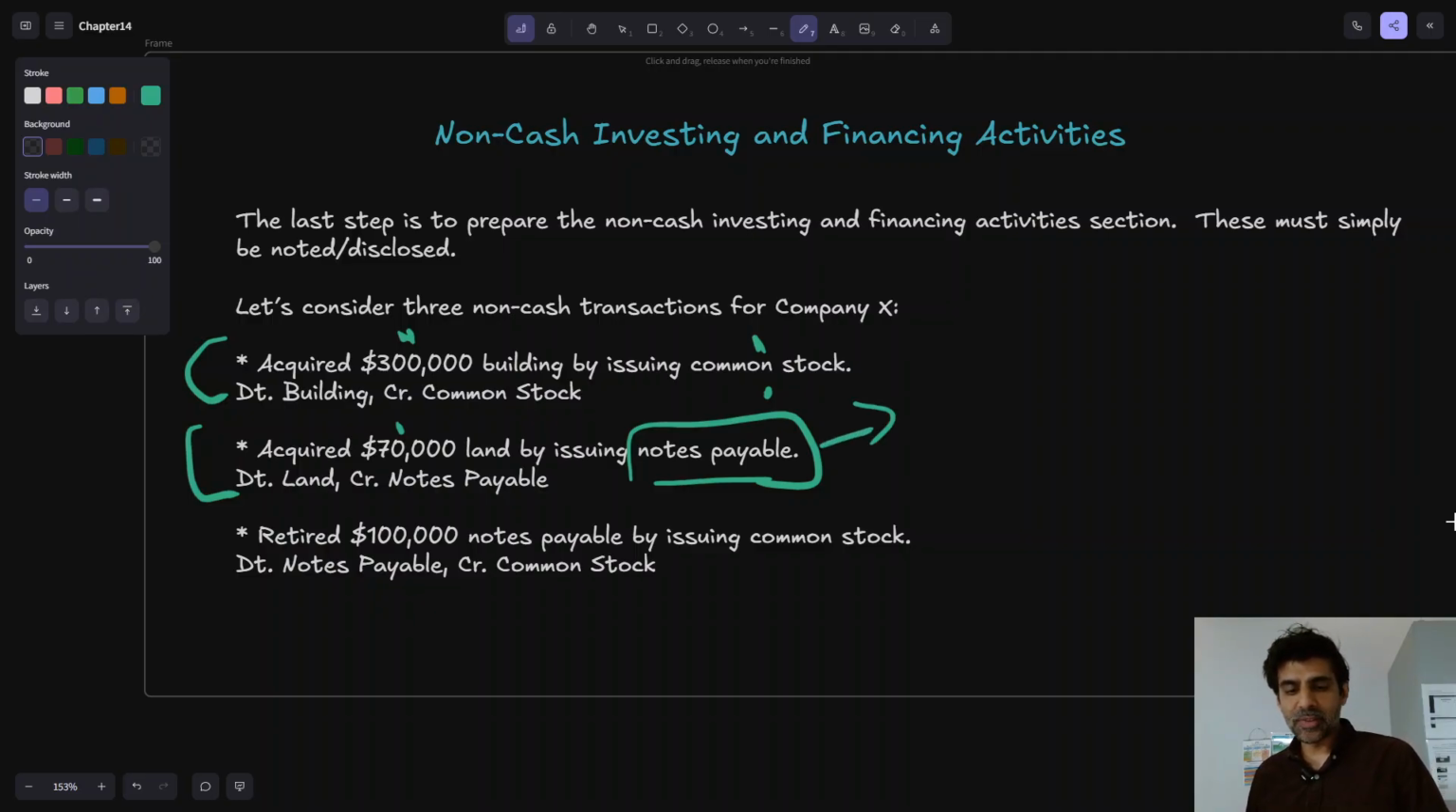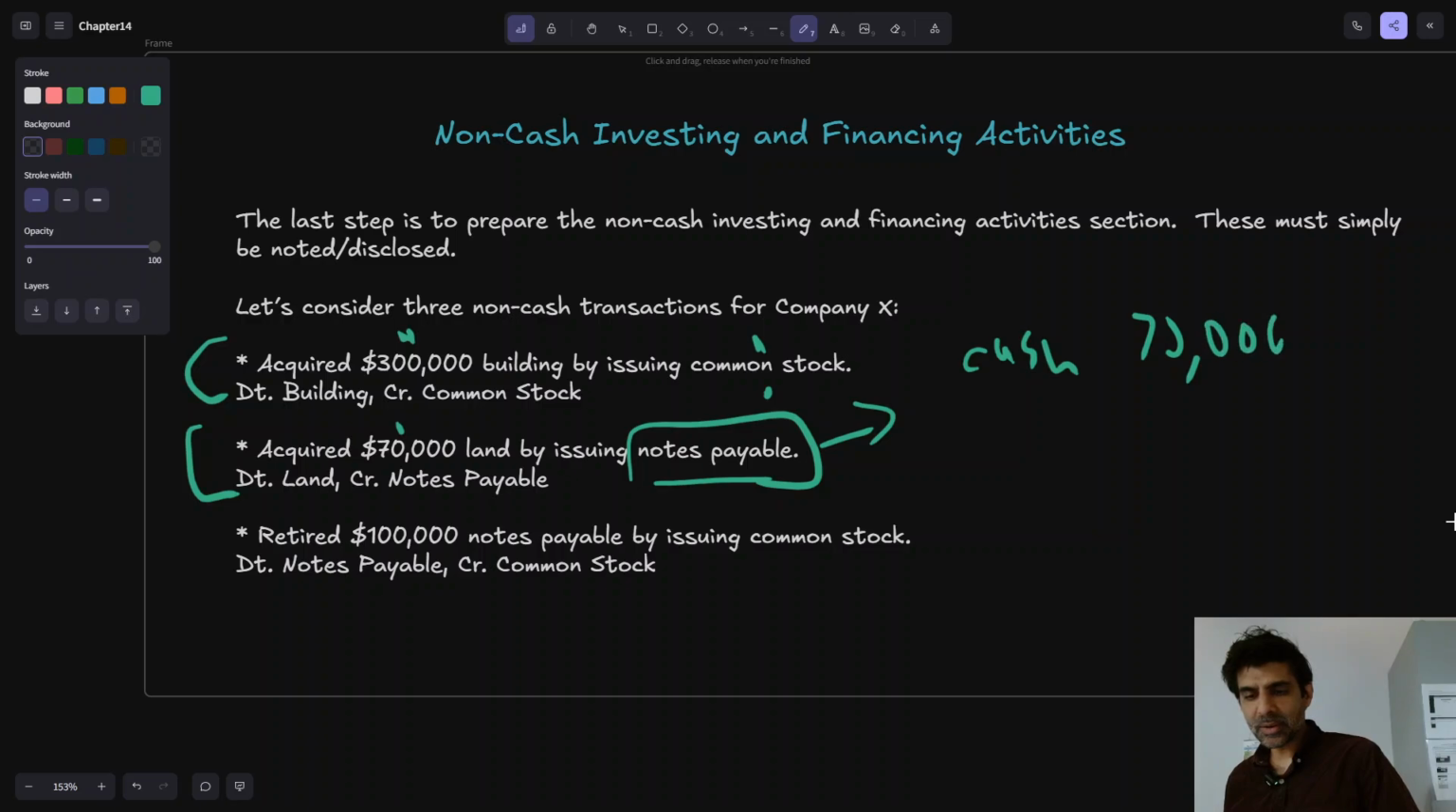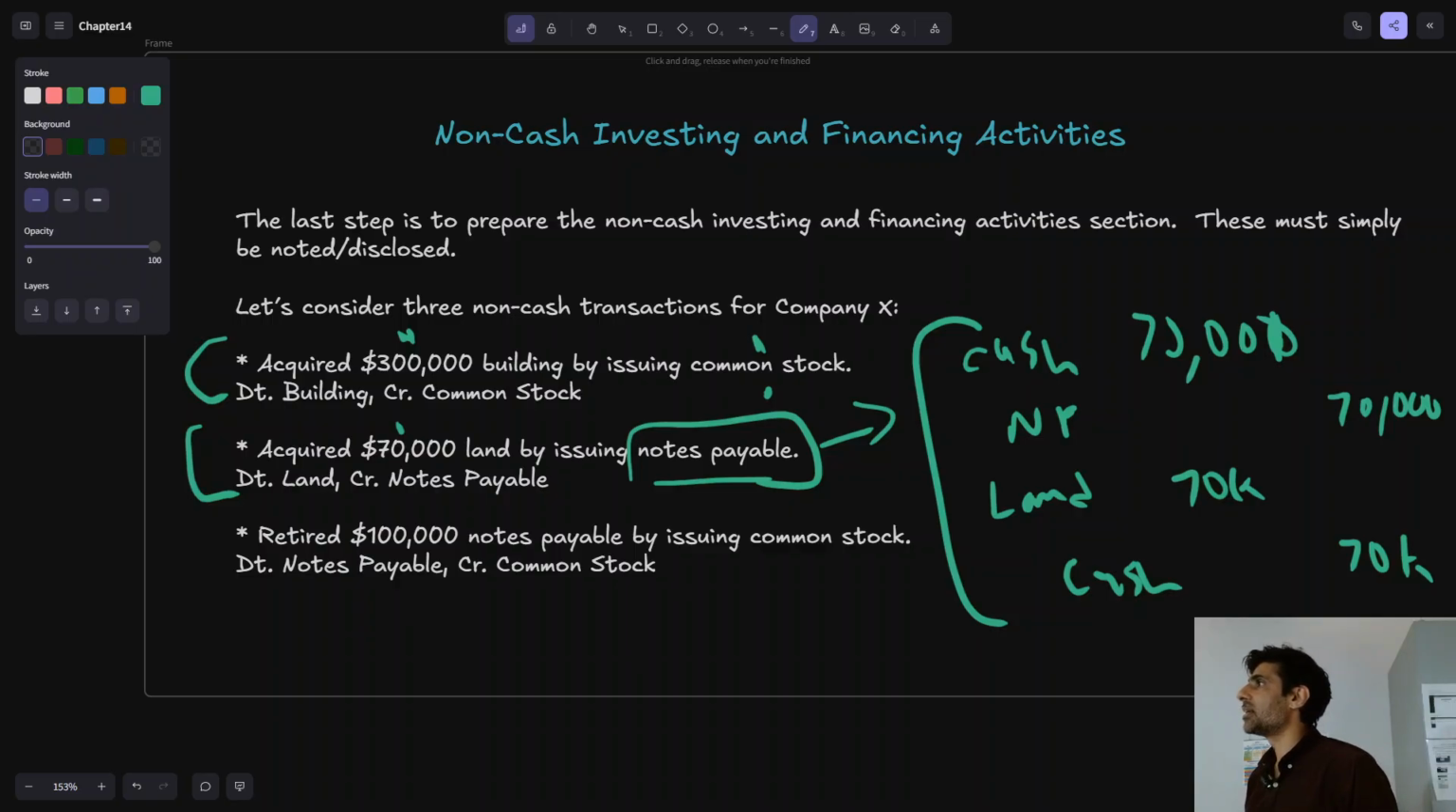And again, as I said, most businesses will first issue the note payable. They'll get cash, 70,000, and they'll have the note payable, and then they'll buy the land with cash. Land, 70K, cash, 70K. So if this is how they did it in two discrete transactions, both of these will appear in the statement of cash flow because they both involve cash. Okay? It's only when they happen in one joint transaction that you have to make a note of it. Okay, is that clear? Yeah?